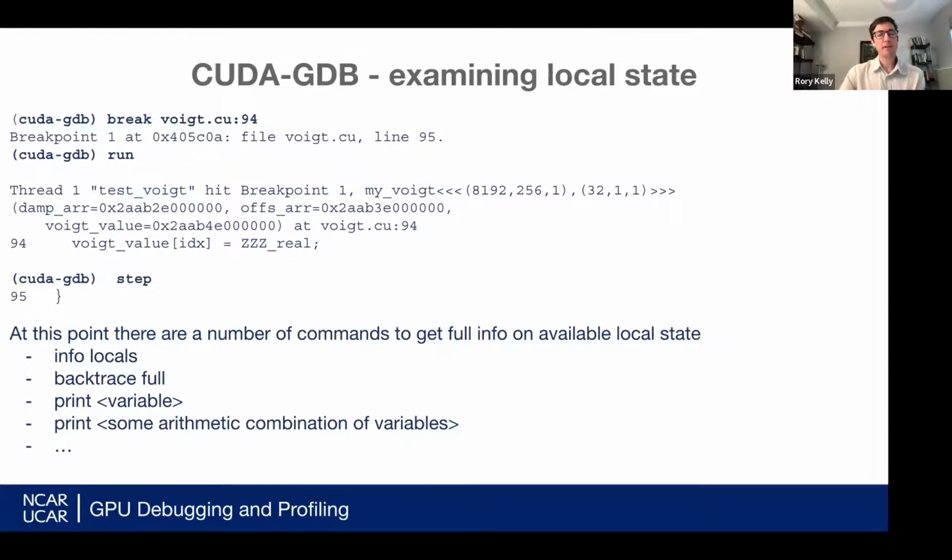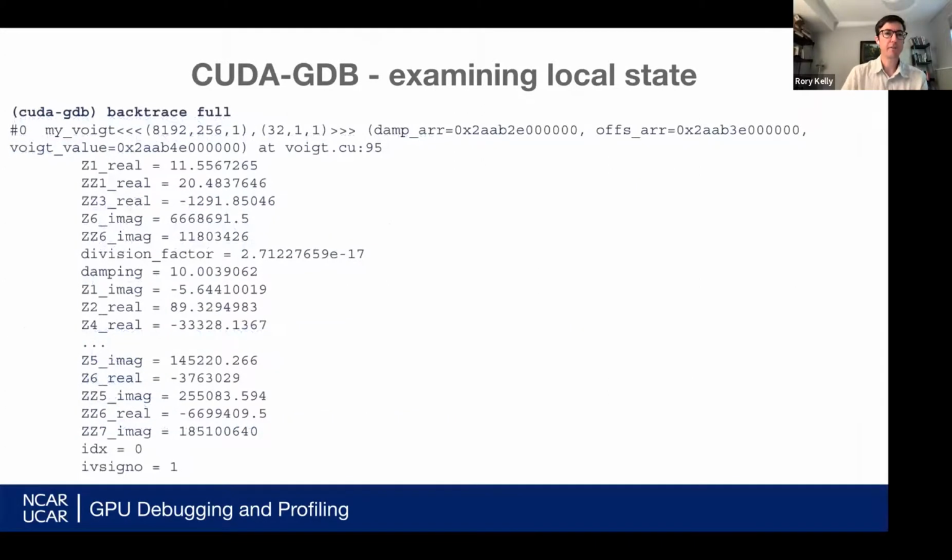And so now there's a variety of commands I could use to get local state. I can say info locals, that'll show me all my local variables. I could also do backtrace full. That will give me a backtrace, and in addition, the full says, give me state information on my locals as well. And I can also print variables directly if there's a value of a particular variable I want. I can also do some math on variables. So I'll show a few of those things next.